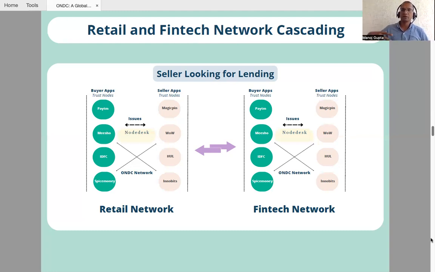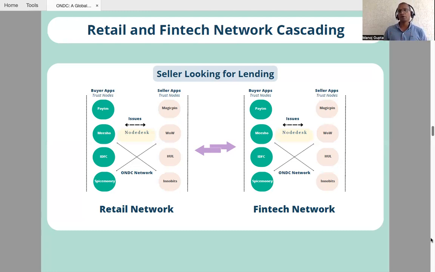I got like a 1,000 sari order, right? And I don't have working capital for a 1,000 sari order, but I have a verified purchase order which I've received. I can potentially, using the retail or the fintech network, go with the purchase order and say, hey, I have received a large order of saris, but I need working capital, and therefore the fintech network can give me lending for it, right?